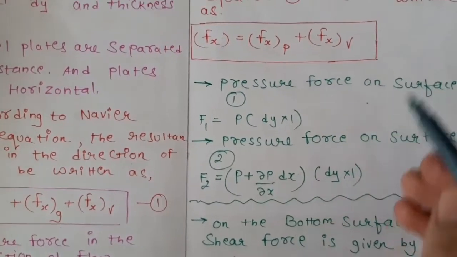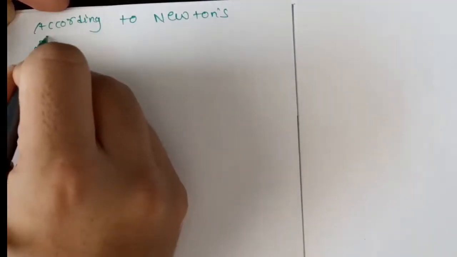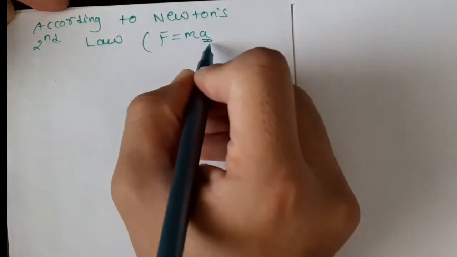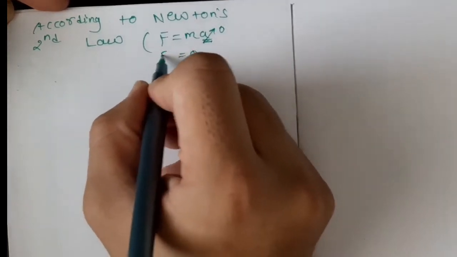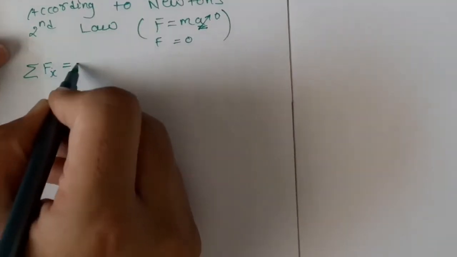Now let's put this in equation number 2. Before that, as we had assumed that the flow is steady, that means acceleration is 0. As acceleration is 0, according to Newton's second law, F equals ma, so we can say that force is equal to 0. So the summation of the resultant force in the x direction we can take as 0.